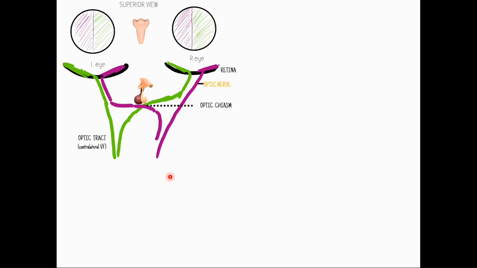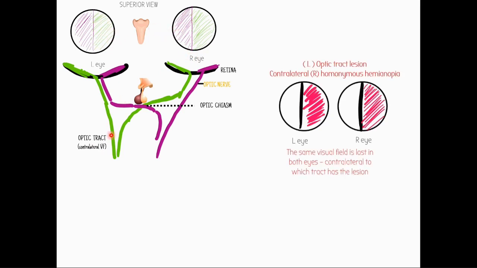Okay, so what's going to happen now if you have a lesion? The optic tract is going to contain this green, or this purple and this purple. If you have a lesion in, say for example, this side, then you're going to lose this green in both eyes. So in both eyes, you will lose the same visual field. And it's going to obviously be opposite because of the crossing at the retina. It's going to be opposite on the contralateral side.